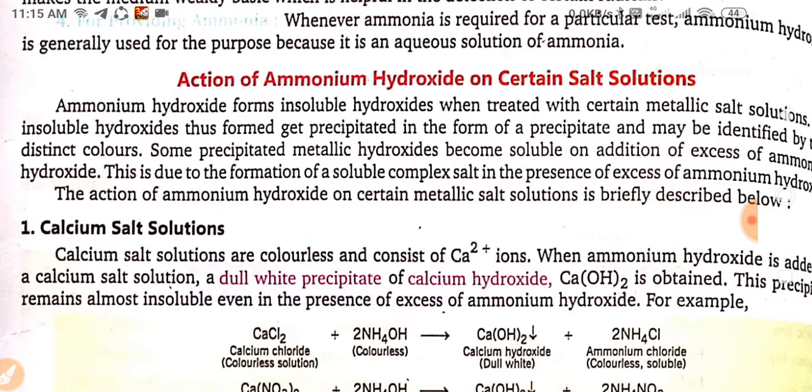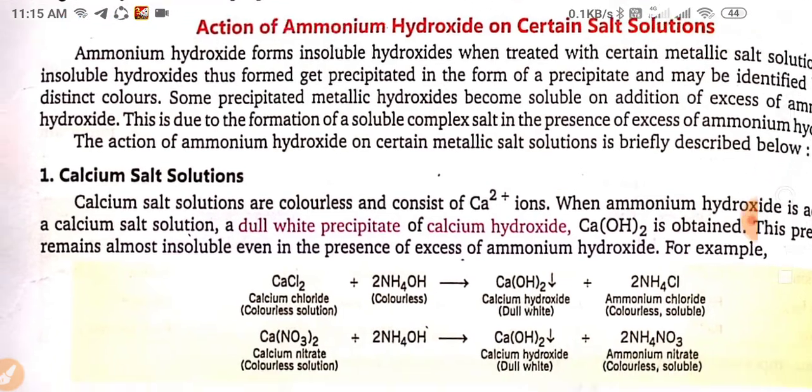colors. Some precipitated metallic hydroxides become soluble on addition of excess ammonium hydroxide. This is due to the formation of a soluble complex salt in the presence of excess ammonium hydroxide. The action of ammonium hydroxide on certain metallic salt solutions is briefly described below.